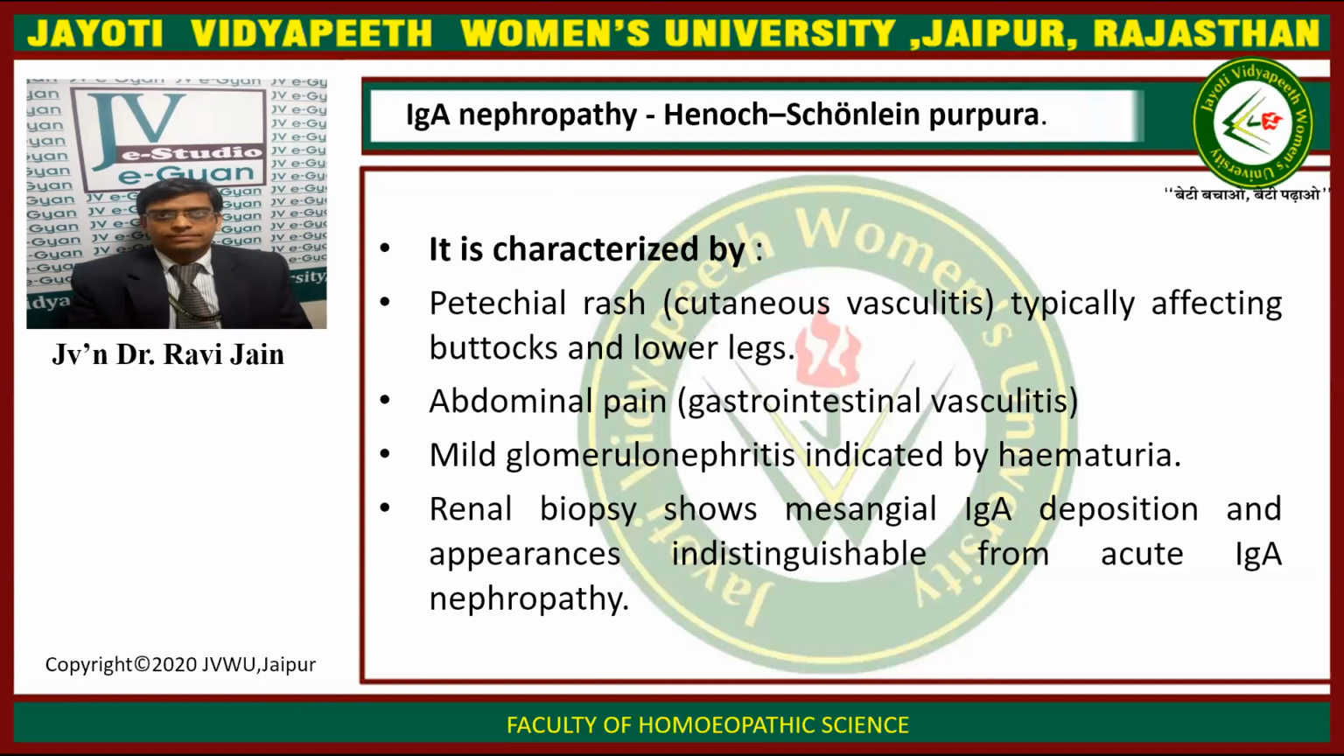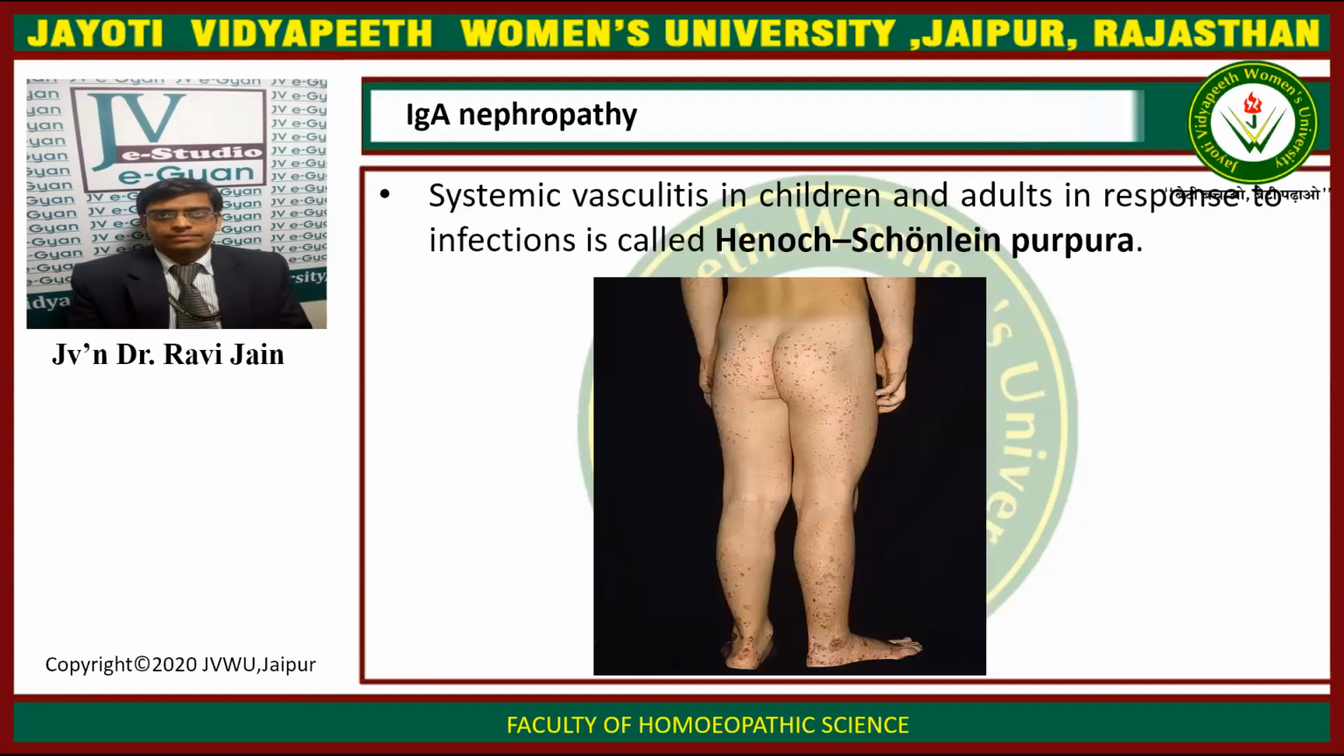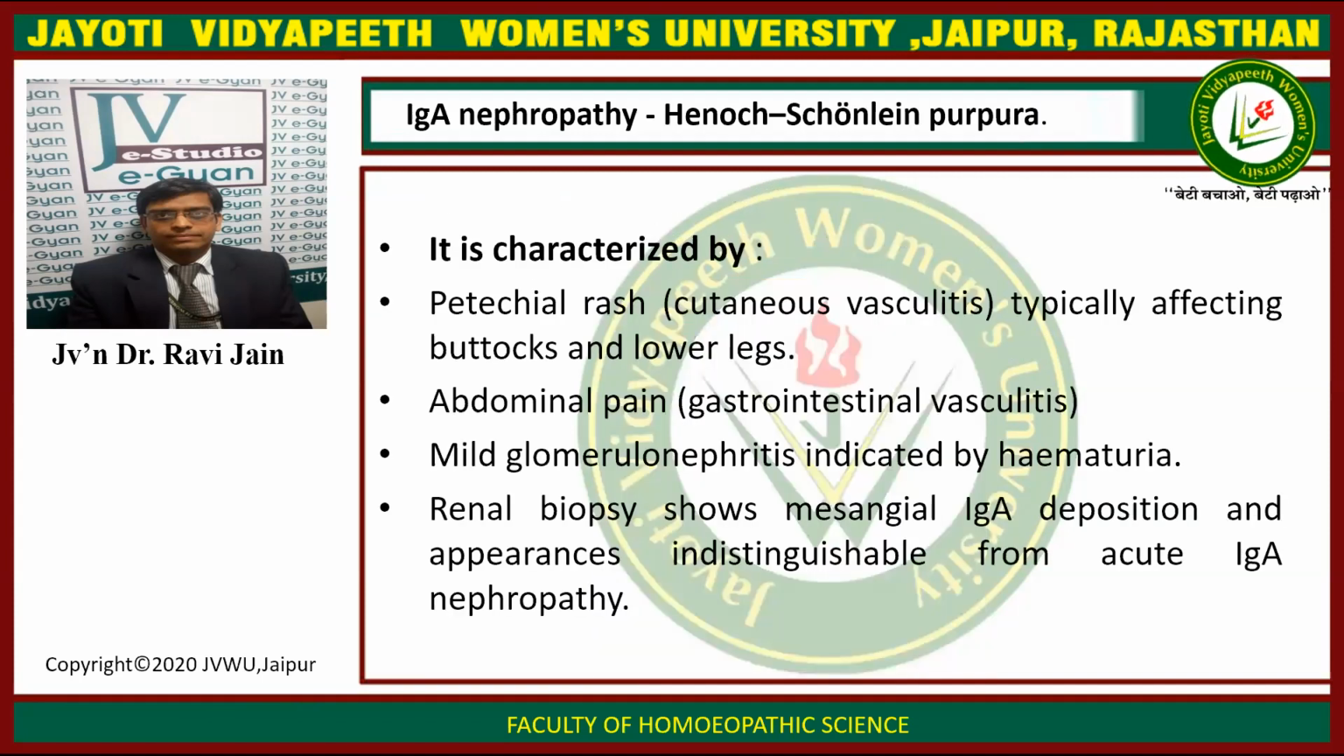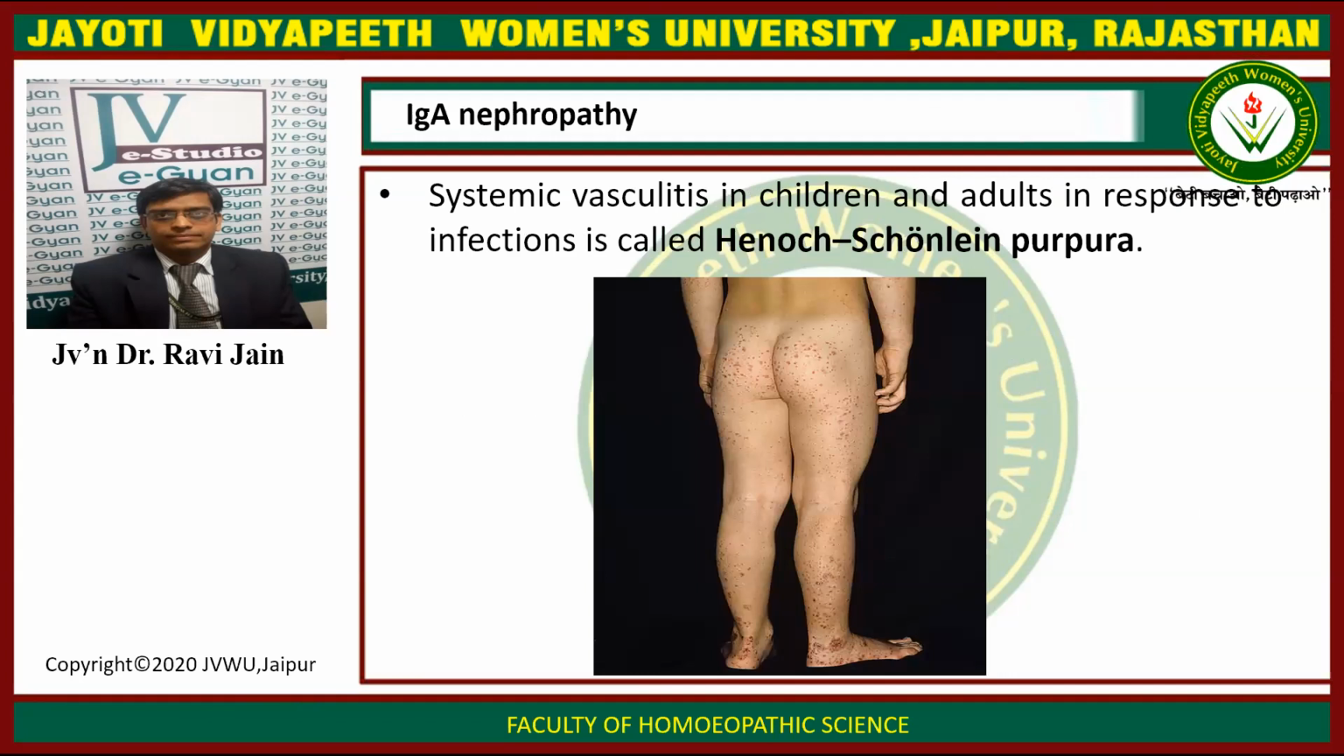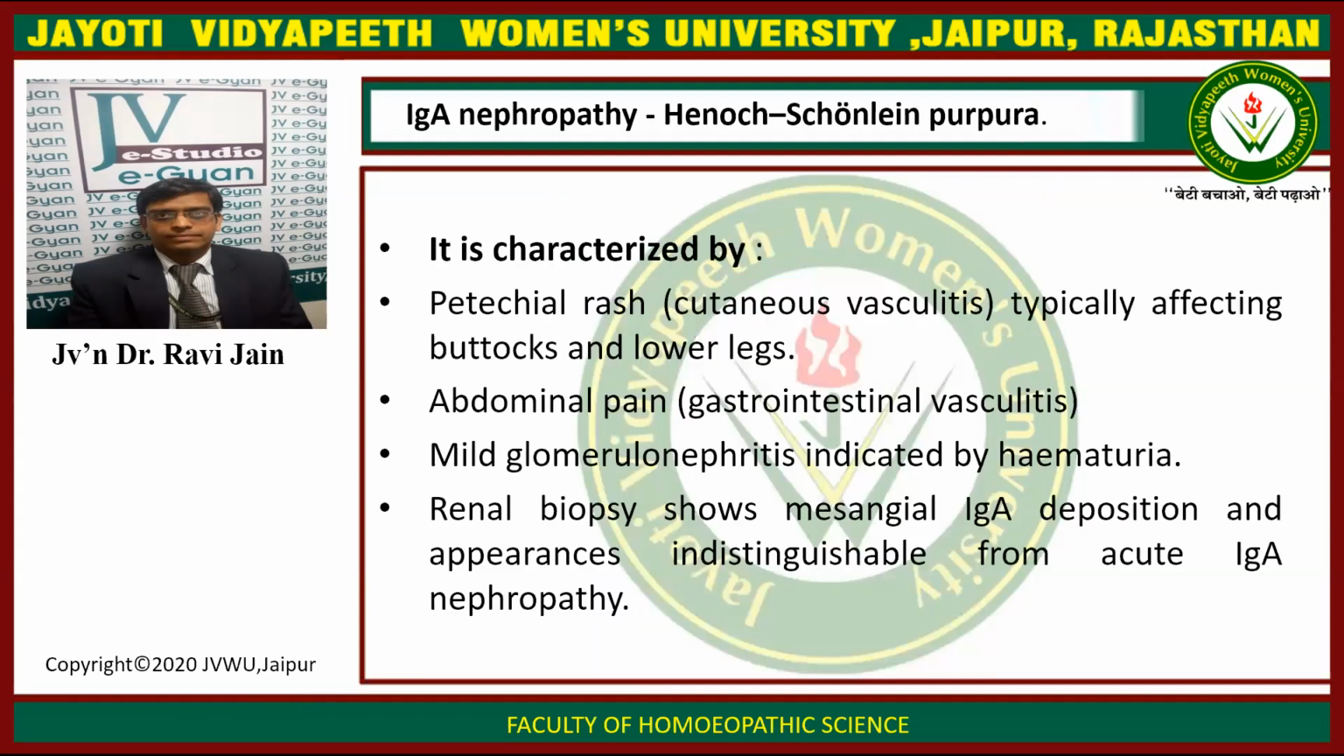Now, in IgA nephropathy, we have Henoch-Schonlein purpura. Henoch-Schonlein purpura is characterized by petechial rashes. So you can see the petechial rashes here. Cutaneous vasculitis typically affects the buttocks and the lower legs. Let's see this picture. Buttocks and the lower legs are affected. There is abdominal pain, that is gastrointestinal vasculitis.